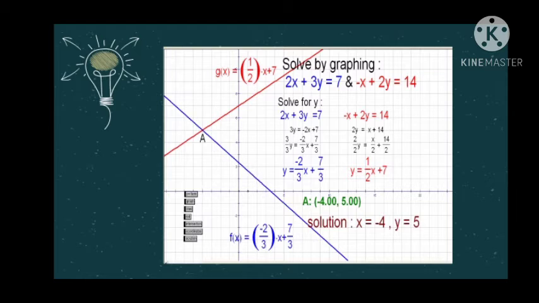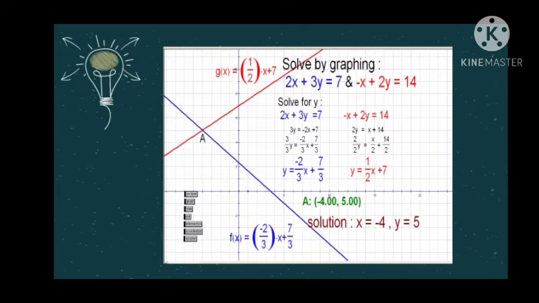Next, the second equation: negative x plus 2y equals 14. We move x to the right side to get 2y equals x plus 14. After that, we divide by 2. We obtain 2 over 2y equals x over 2 plus 14 over 2, and you get y equals 1/2 x plus 7.